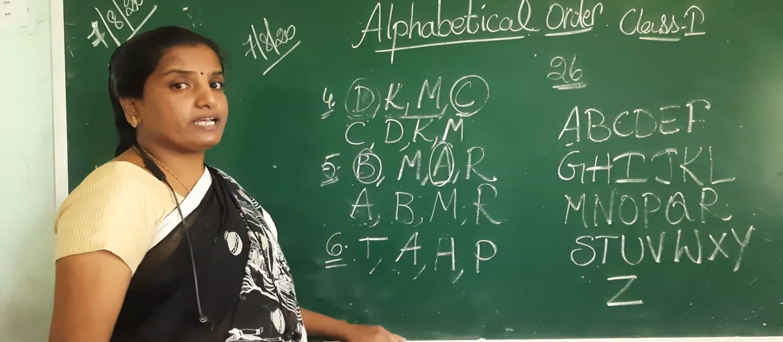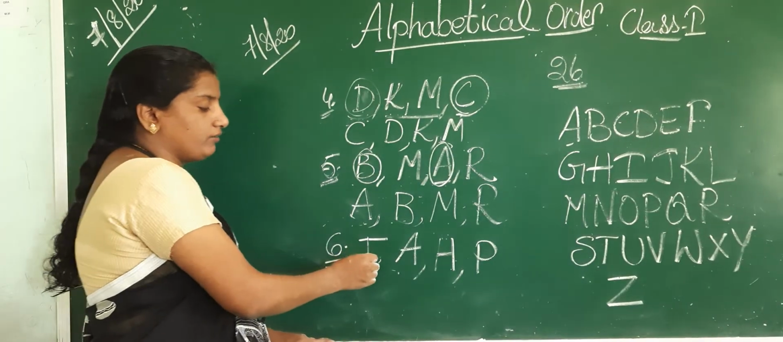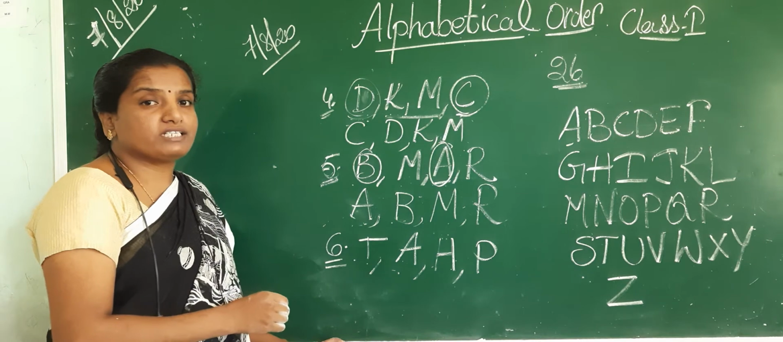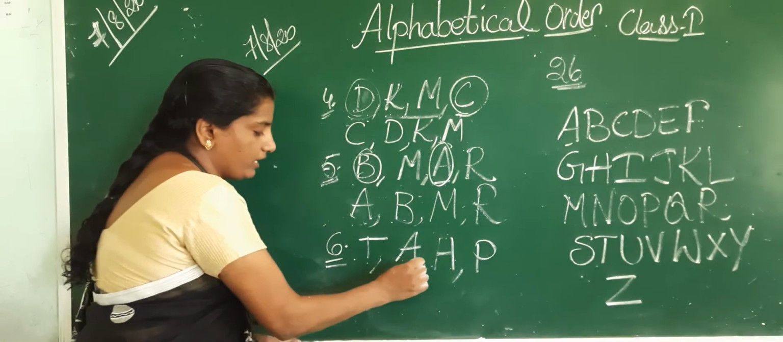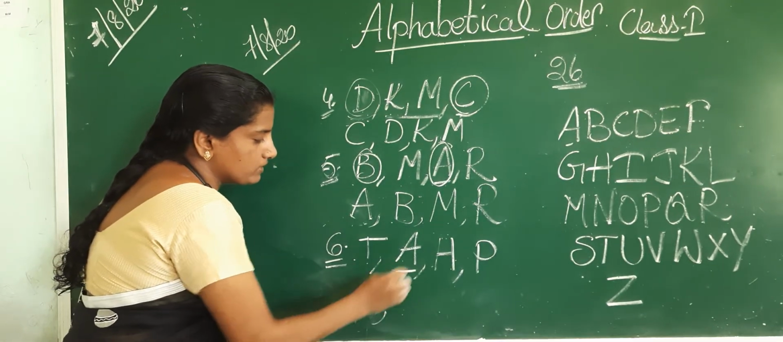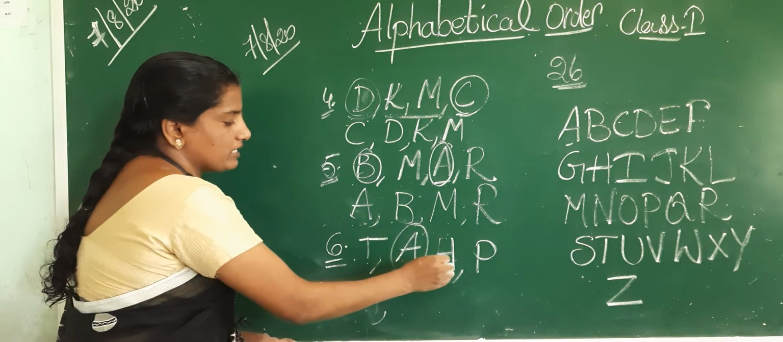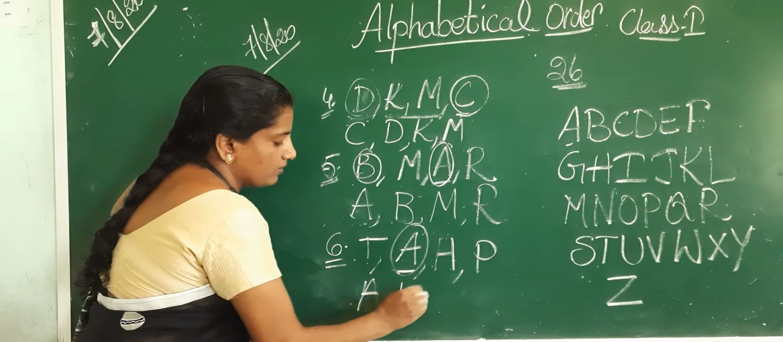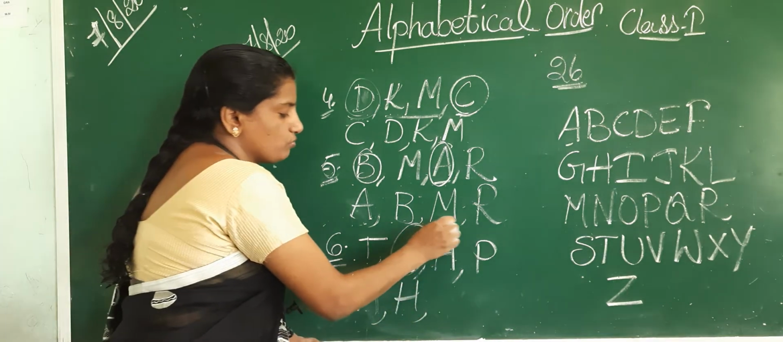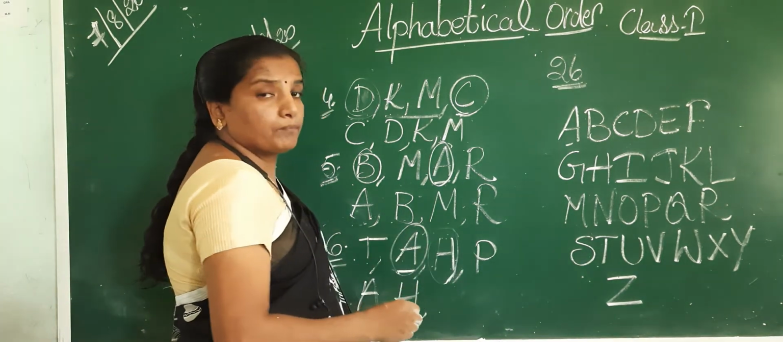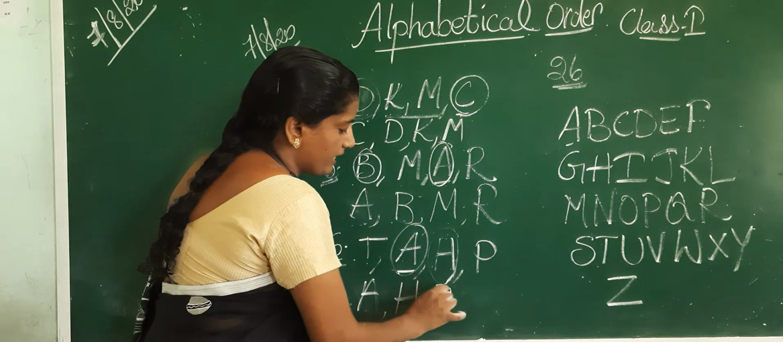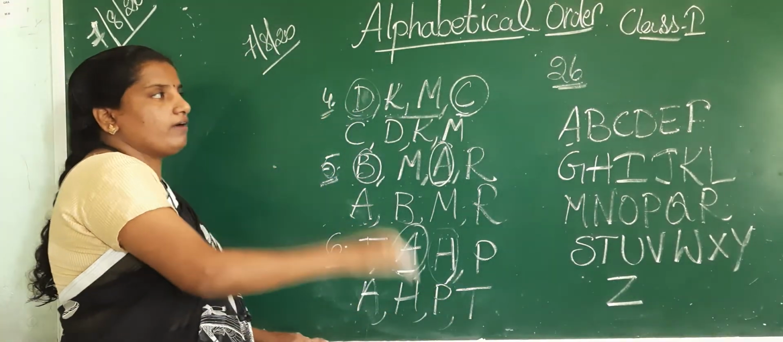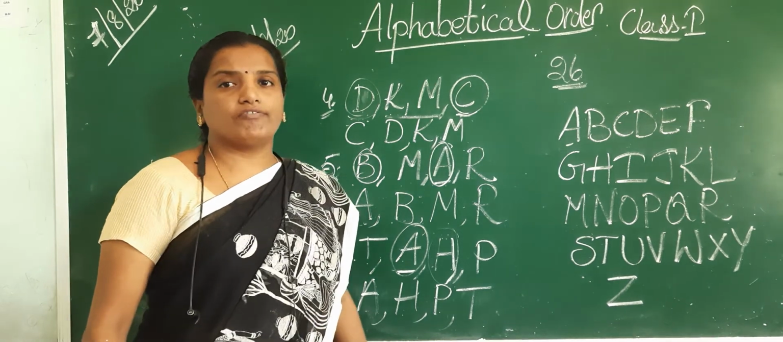Coming to our next example, children, if you observe P, A, H, T, which letter comes first in the English language? A. So A is completed. Next, H, P, T. Which one? H. Next, children, which one? P. Next, children, T. So in this way we have completed the alphabetical order.